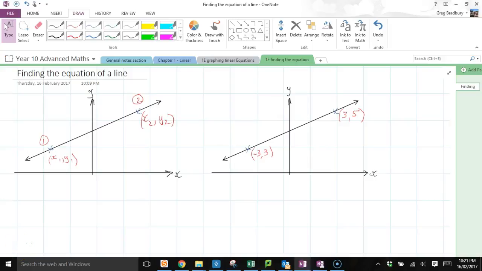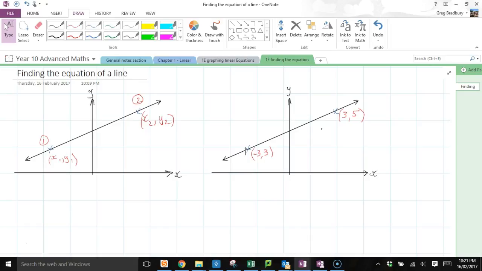Okay, quite an important concept in linear relationships is working from 2 points, not necessarily on a graph, even though this is what's up on the screen. Working from 2 points backwards to get an equation of a line. In this example we haven't put 2 on the screen. I'll explain that in a little bit.